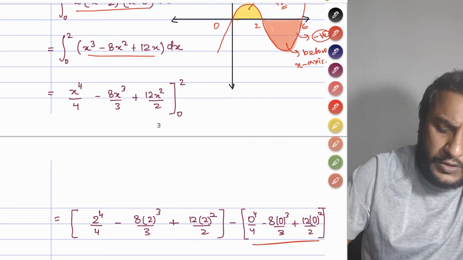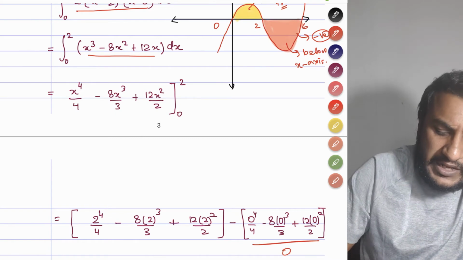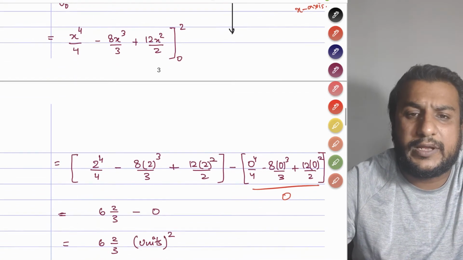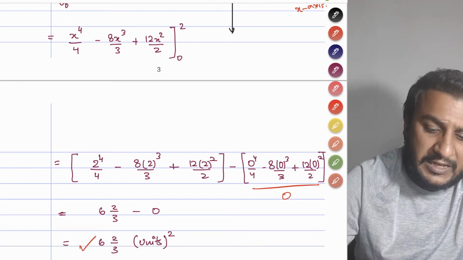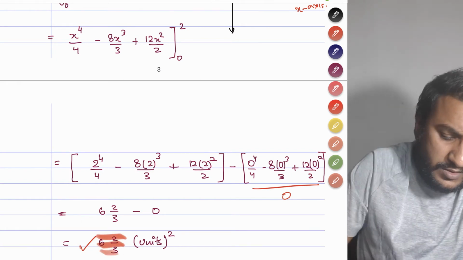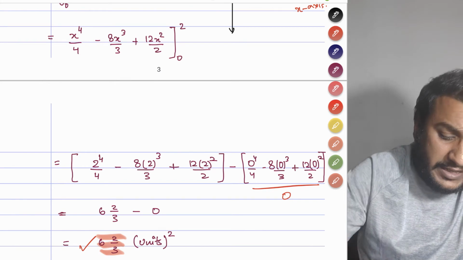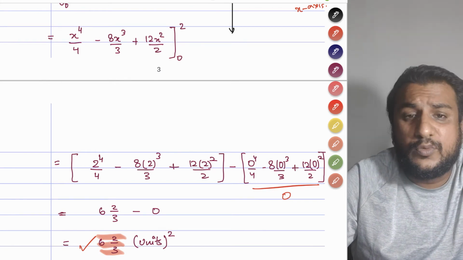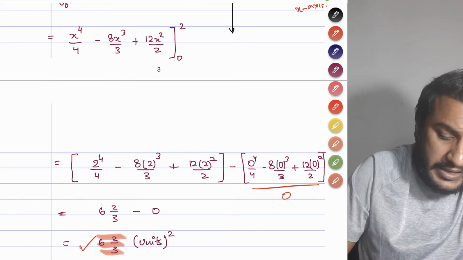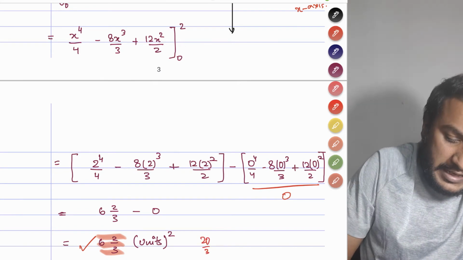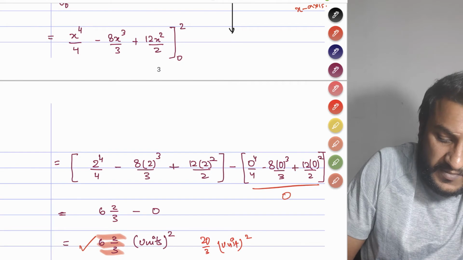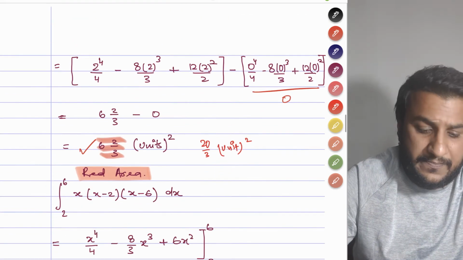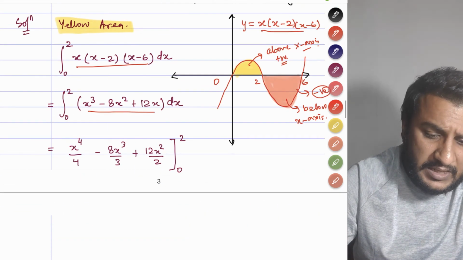And similarly if you put 0, this is ultimately going to be 0 because everything over here is 0. Now if you simplify this part, you'll get this as 6 2 by 3, which is equivalent to 20 by 3 units square. Okay, now the red area.